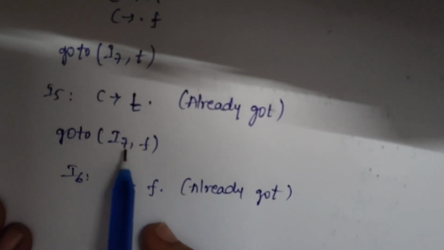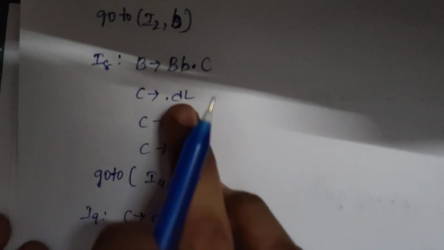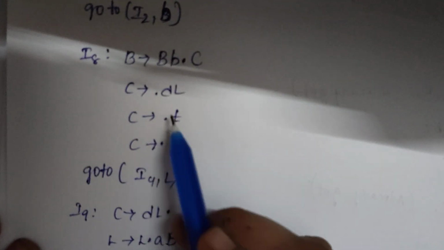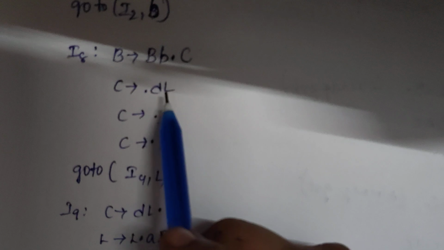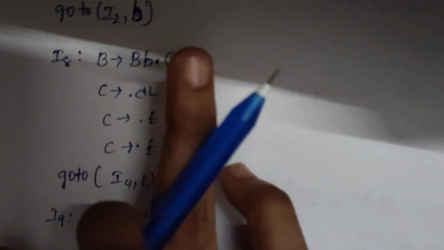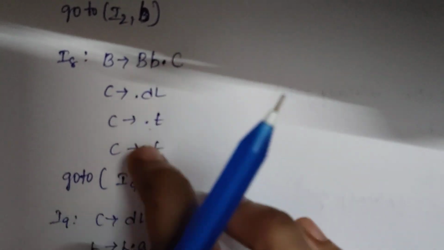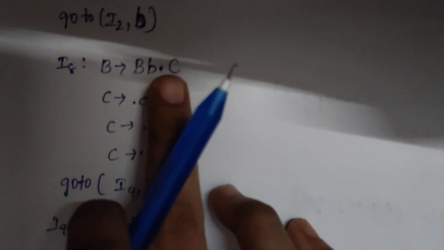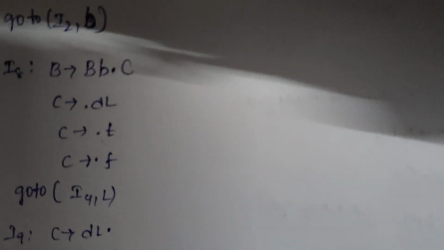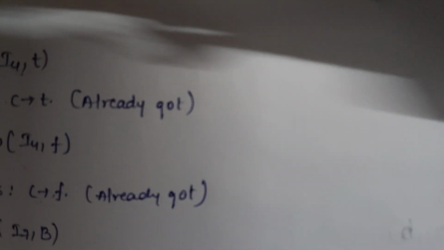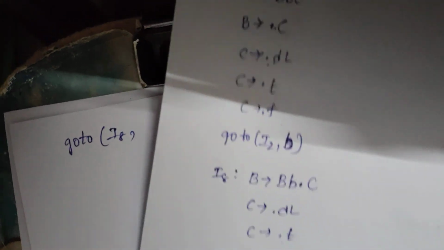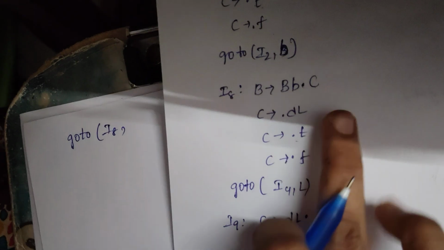Now up to 7 we calculated, right? Now go to I8. So check in I8 what we need to shift. We need to shift this dot, this dot, this dot, this dot. So here also this 3 we will get the same. Just we will be rewriting it again. Just for this newly state will get.